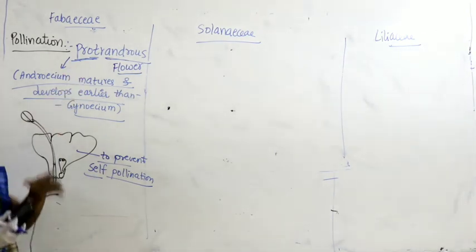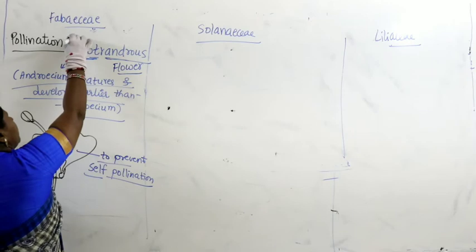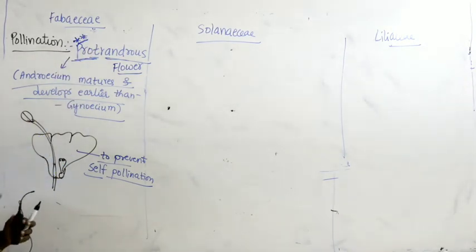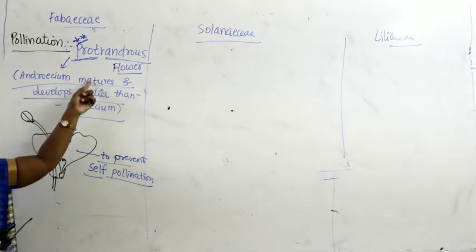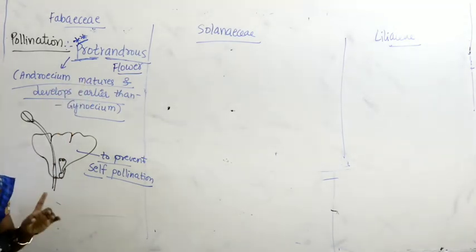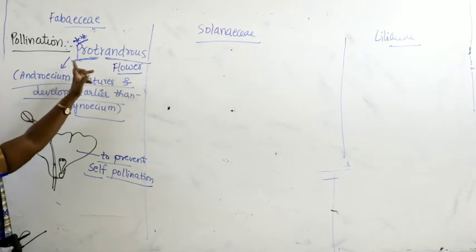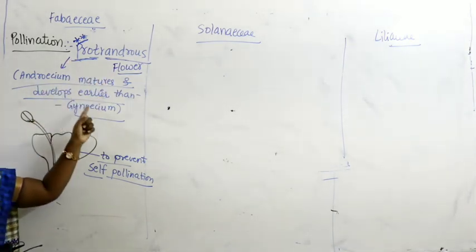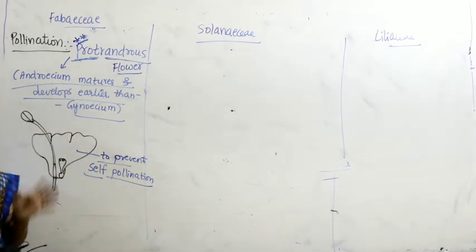I hope you got the meaning of protandrous. Guys, try to remember, this term is very important, and in other chapters also we are going to get the term protandrous. At that time I will make sure that I ask you, what is protandrous? Prot means first, androus means androecium. Androecium matures and develops earlier than gynoecium, right?